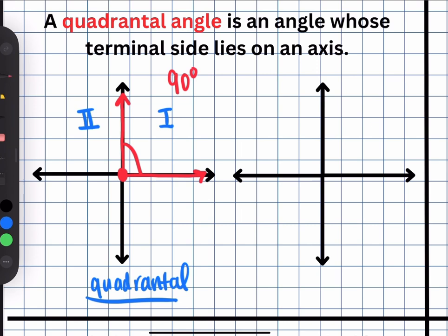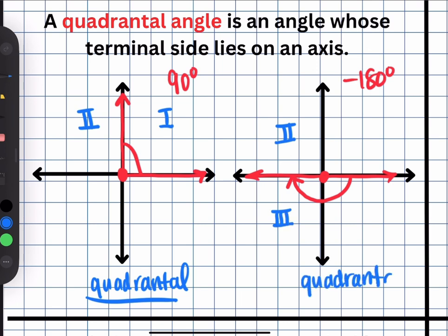Another example of this would be, let me give you a negative example. If I had, for example, negative 180 degrees. Negative 180 degrees would be in the negative direction. And I know that 180 degrees is the same as adding 90 twice. So I'm going to have 2 90s in the negative direction. And if you notice, again, negative 180 lands between the second quadrant and the third quadrant. It's right in the middle. So this would be a quadrantal angle as well.